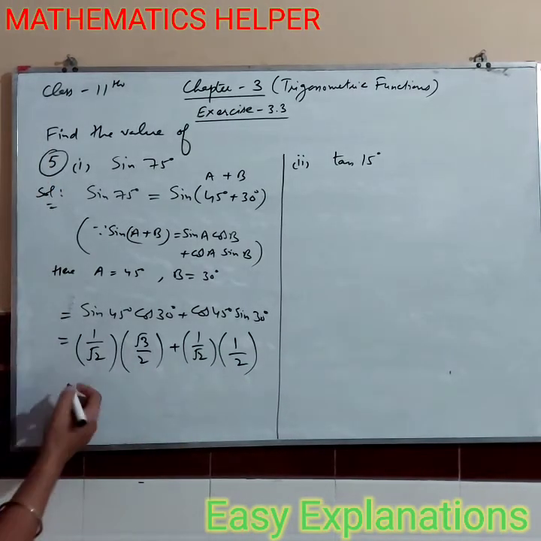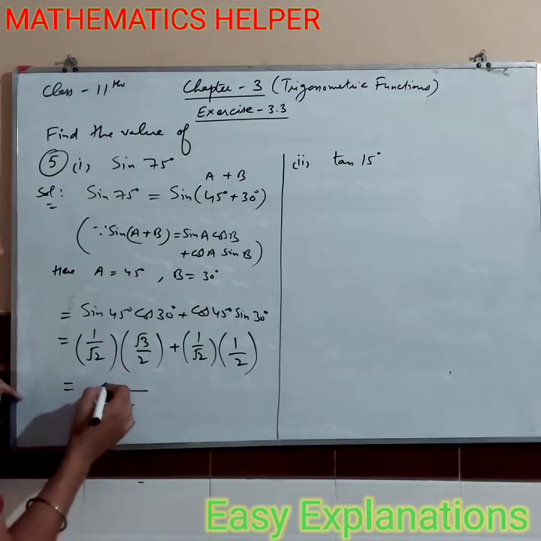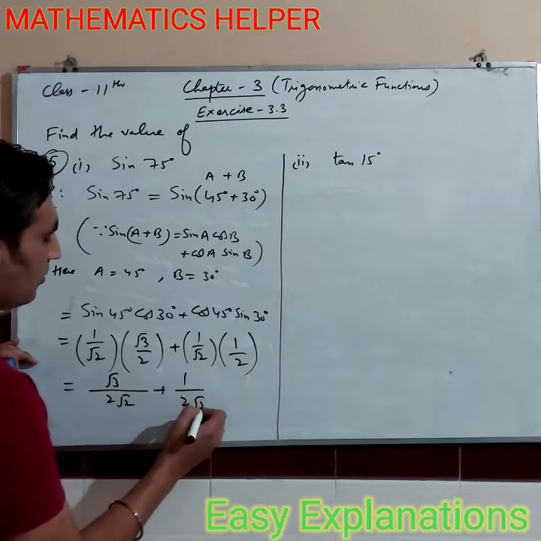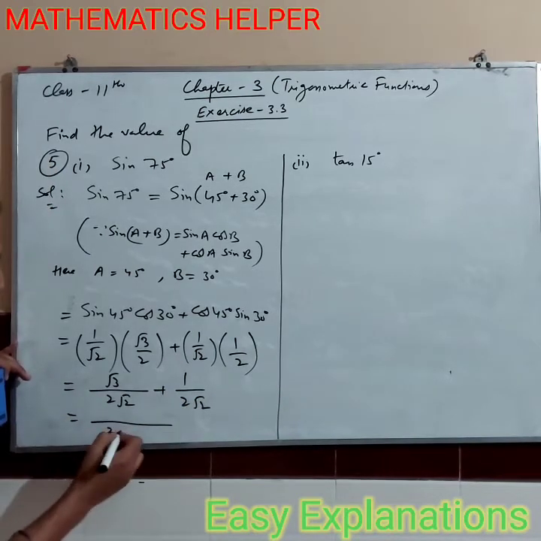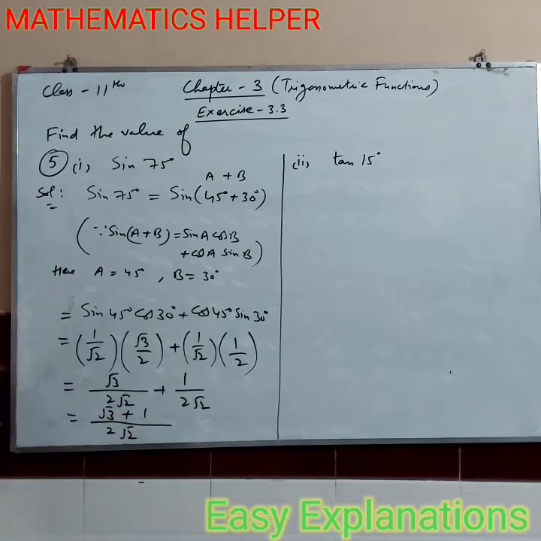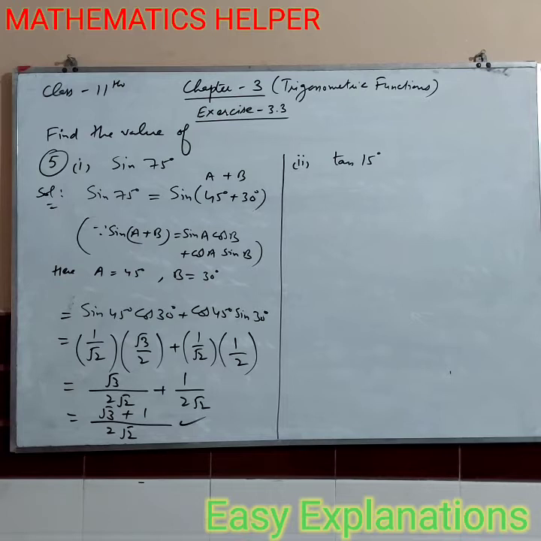So we have to solve it now. What answer will come here? Square root 3 in the numerator over 2 square root 2, plus 1 over 2 square root 2. When you take the LCM, the LCM is 2 square root 2, and the numerator will be only the sum of these two values. So this is our answer for sine 75 degrees.